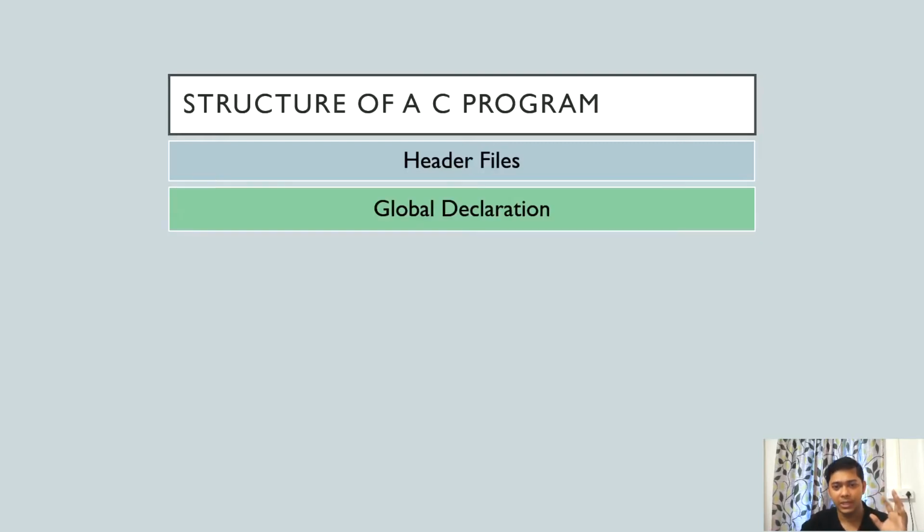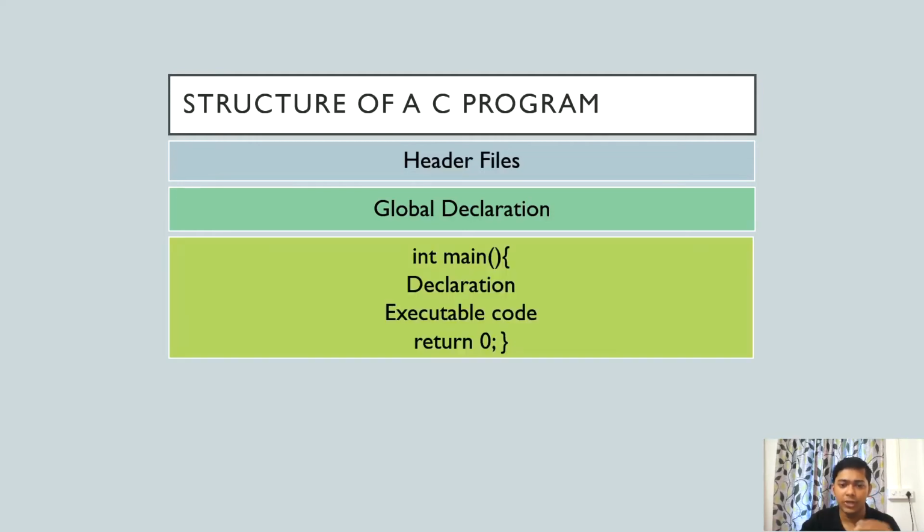Okay, next one is global declaration. Now global declaration means whatever you declare here, any variable, any function, you will be able to use these functions and these variables throughout the entire program. Anywhere, any part of the program, you can access all those global variables or functions. Okay, so that is global declaration. We will see the example also gradually.